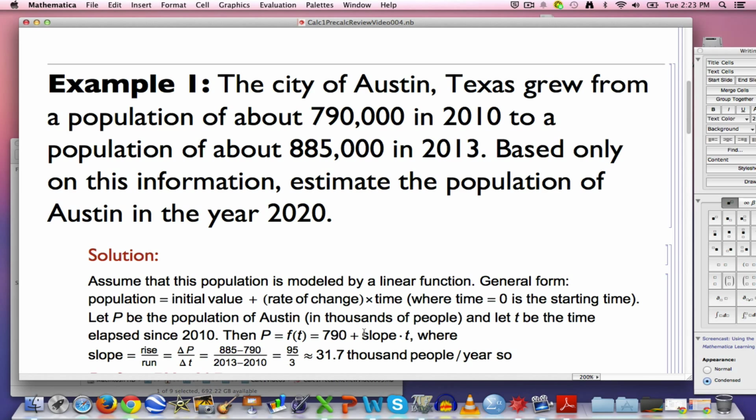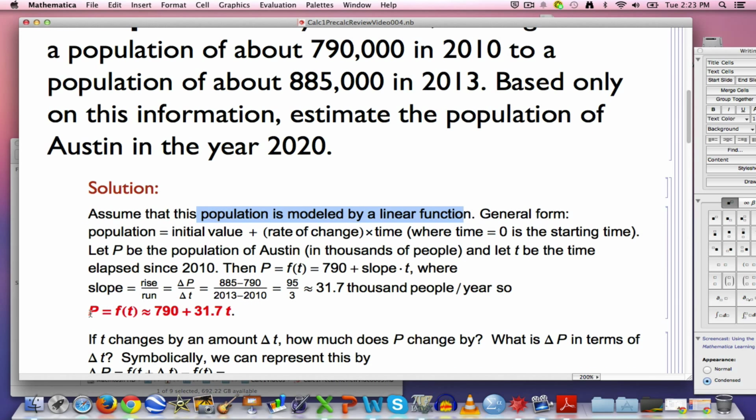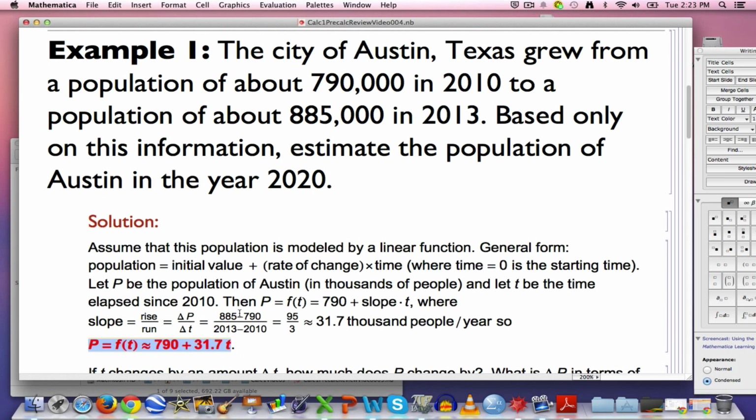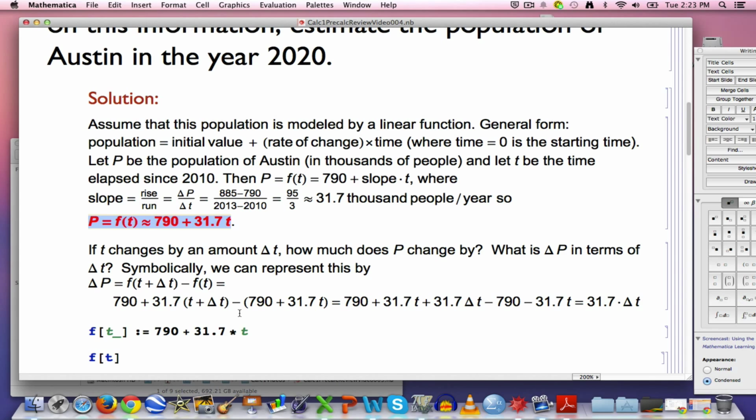Let's quickly review what we learned in the last video about the population growth example, which we were modeling as a linear function. We came up with this particular linear function as an approximation to the population of Austin, Texas as a function of time, where t is time in years since 2010, and the population p was given in thousands of people. At the end of the last video, we focused on symbolically trying to understand how this function changes, how the dependent variable changes as the independent variable changes.